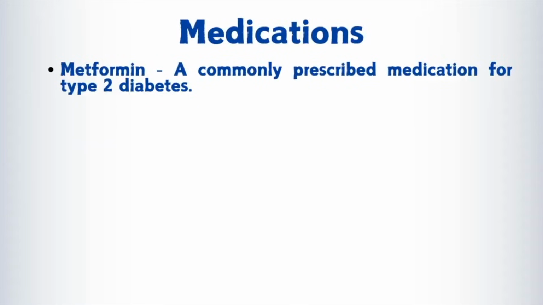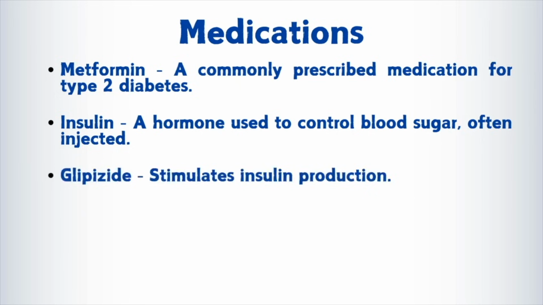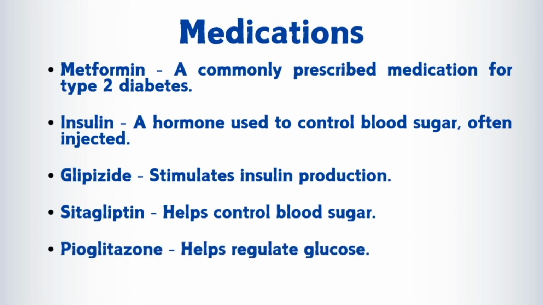Metformin is a commonly prescribed medication for type 2 diabetes. Insulin is a hormone used to control blood sugar, often injected. Glipizide stimulates insulin production. Sitagliptin helps control blood sugar. Next up, we have pioglitazone. This medication helps regulate glucose.